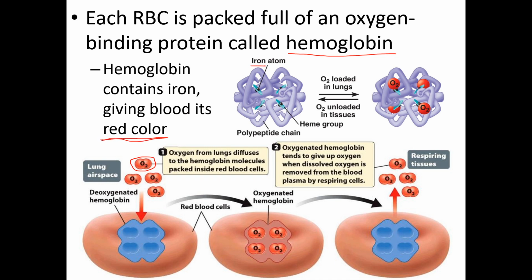Think about rust. When you see rusty metal outside, that's because there's iron in there. When iron comes in contact with oxygen, it oxidizes and rusts. And so what happens is, hemoglobin that doesn't have oxygen on it is going to tend to bind oxygen, and it travels to a spot around the body where there's low oxygen levels, and it's going to release that oxygen into respiring tissues. Those are tissues that are performing cell respiration. And then that hemoglobin can be used over and over again to reload oxygen and release it.